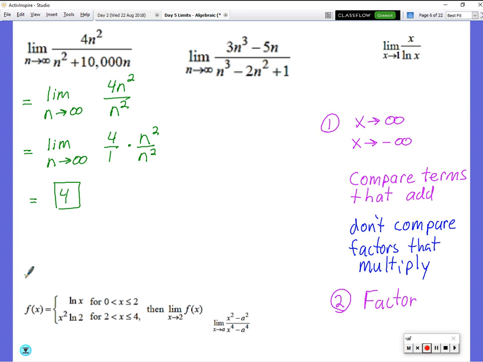One more thing I want you to write on your paper is I want you to write below this horizontal asymptote at y equal 4.